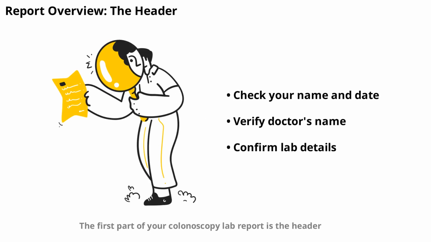The first part of your colonoscopy lab report is the header. This section includes your personal information, the date of the procedure, and the name of the doctor who performed it. It may also list the laboratory where the samples were analyzed. Always check this information to ensure the report is yours and that all details are correct. Mistakes in this section can lead to confusion or mix-ups with results.